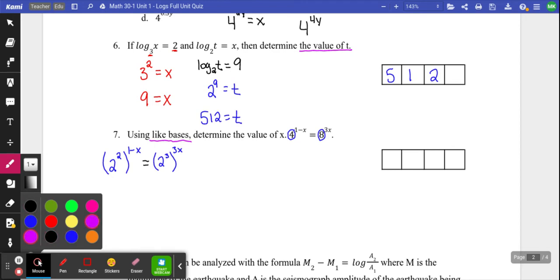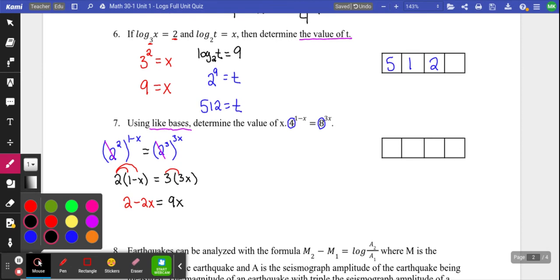Once you have like bases, the bases go away. When you have exponents with exponents, you multiply. So this is 2 times 1 minus x equals 3 times 3x. Be careful with that. A lot of the time people forget that the 2 has to multiply both things. So it's 2 minus 2x. Right? It doesn't just multiply by the first thing. That 3 is also going to multiply in to be 9x.